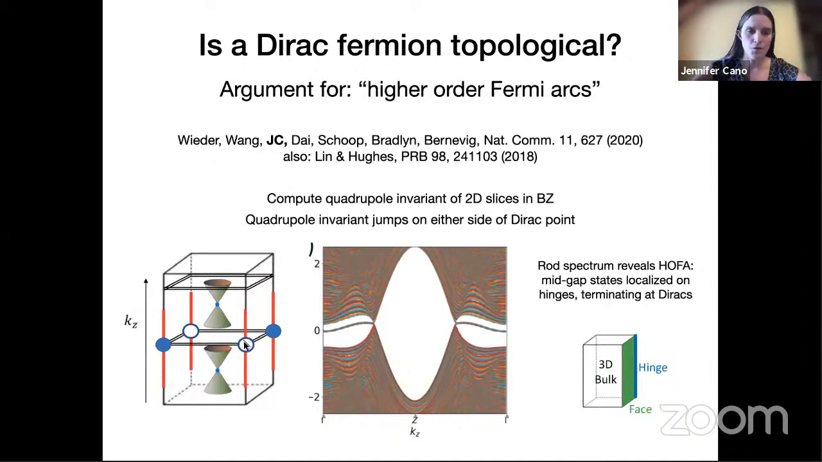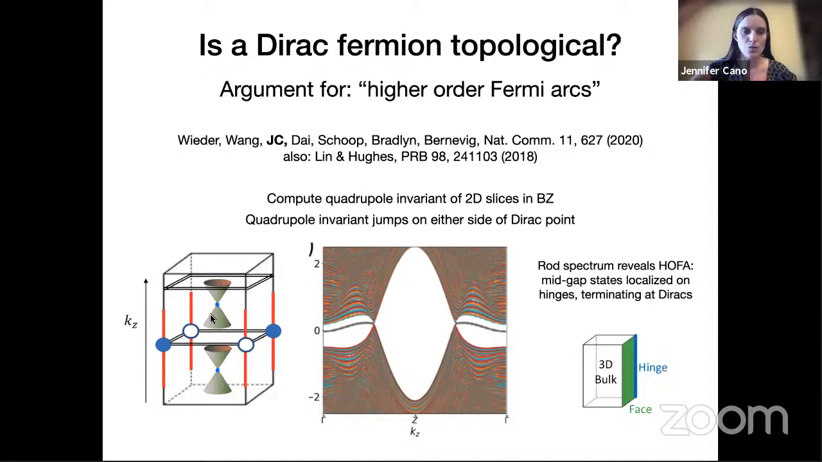And so for any 2D slice of this material, which is perpendicular to the z-axis, I can ask, what is the quadrupole invariant of that slice? And that answers the question, does it have corner states or does it not have corner states? And what we found in this paper, led by Ben Weider, is that the planes in between the Dirac points will have a higher order TI quadrupole index.